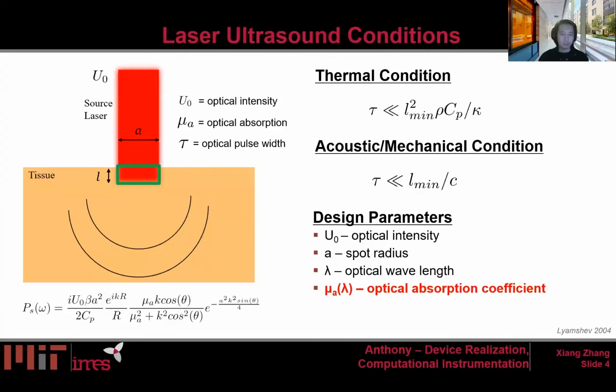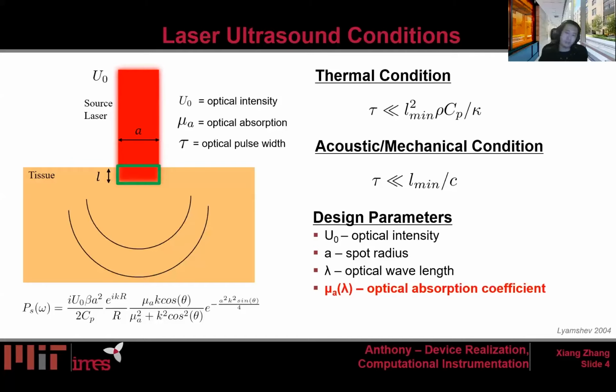So how do you generate a source like this? There are two conditions that must be met, the thermal condition and the acoustic and mechanical condition. Without getting into too much detail, the equation essentially constrains energy to a small region right at the tissue surface. That's essentially saying that thermal and mechanical energy cannot propagate away faster than it is being generated or supplied by the laser in this case.